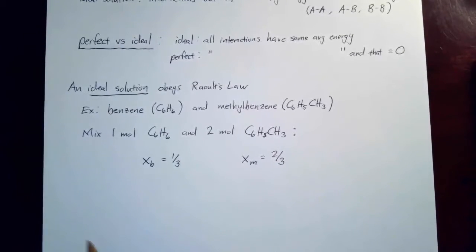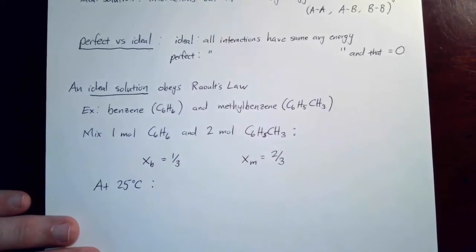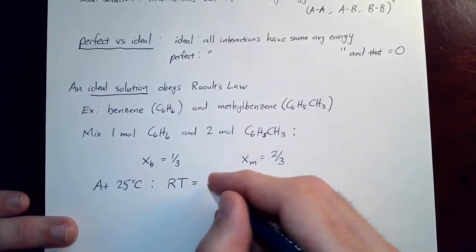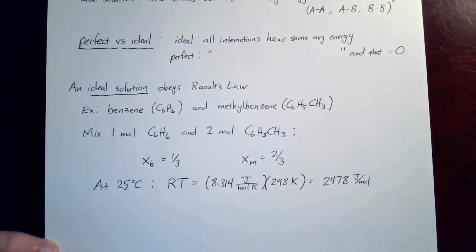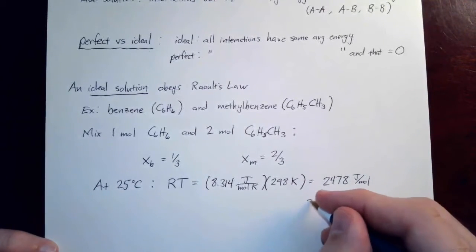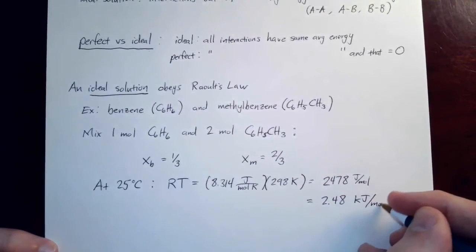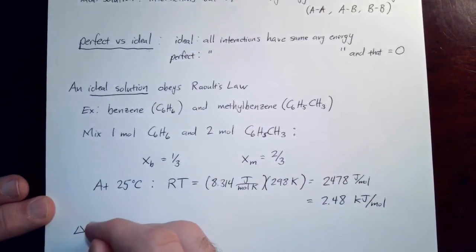All right, now let's calculate delta G, delta S, and delta H for this mixture. And let's assume the mixture is at a temperature of 25 Celsius. So I can go ahead and calculate RT right now. R times T comes out to be 2,478 joules per mole, or about 2.48 kilojoules per mole. All right, now let's find delta G.